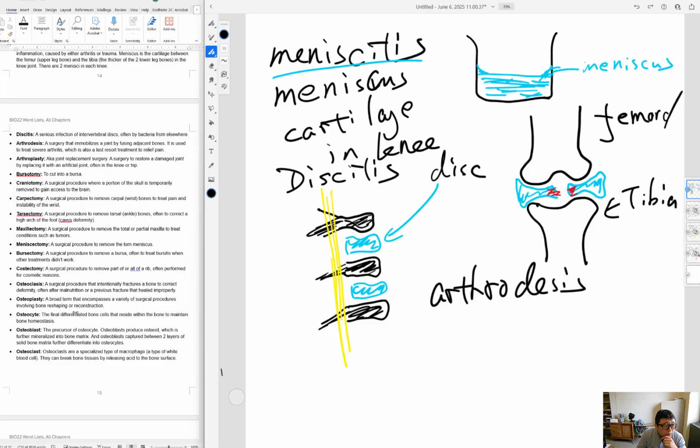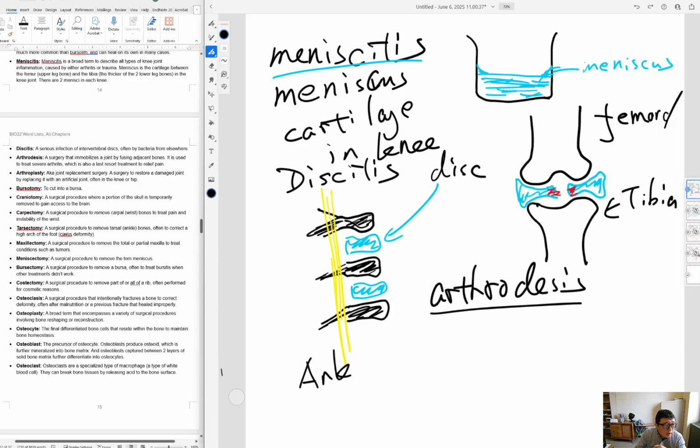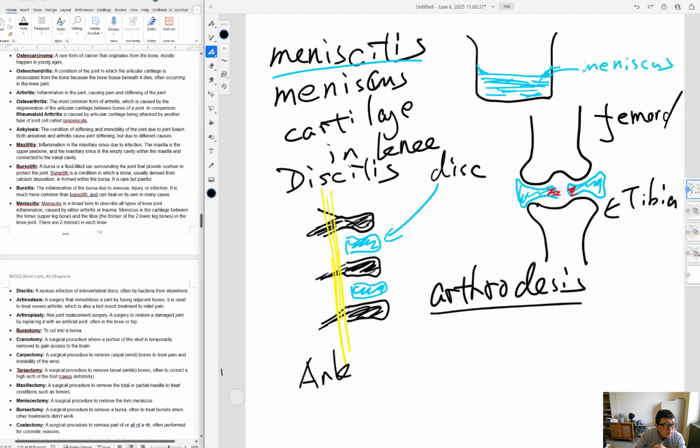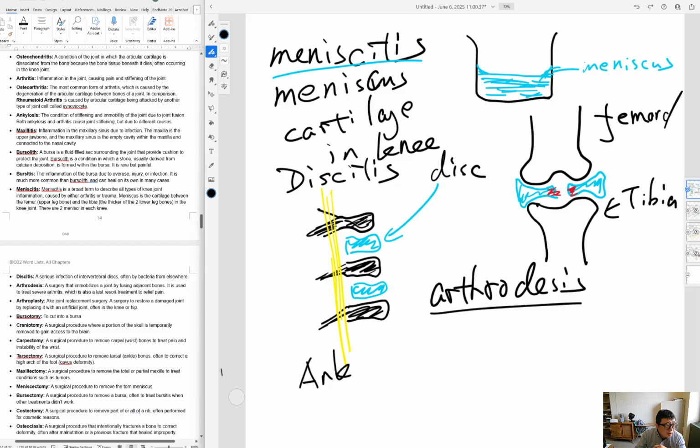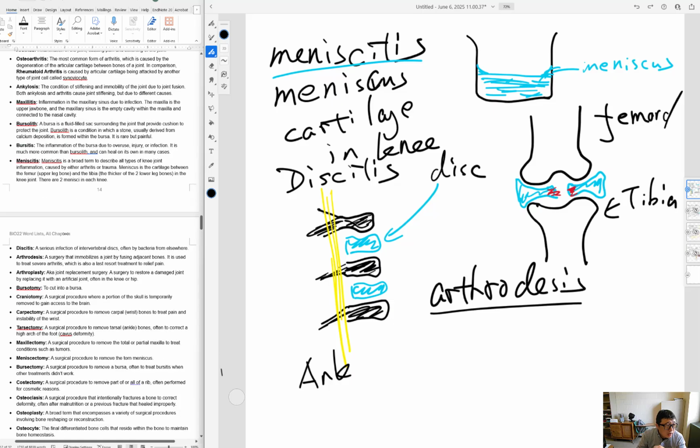Arthrodesis. What's arthrodesis? It's similar to ankylosis. Ankylosis is the fusion of the bones of a joint. Arthrodesis is also the fusion of the bones between joints.